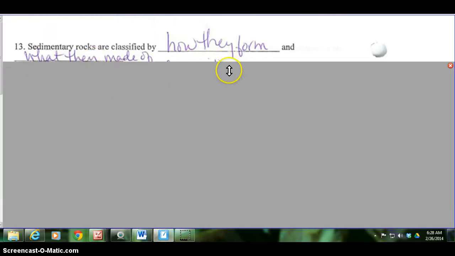Number 13, sedimentary rocks are classified again by how they form. Do they form from different rock pieces that have broken off and then layer up? And what they're made of. What types of materials are layered in there to make those? Are they other rocks? Is it living plants and organisms? Was there a chemical reaction?